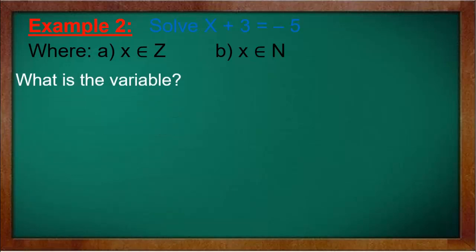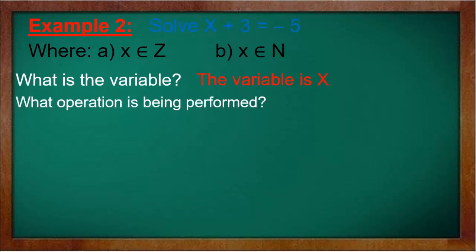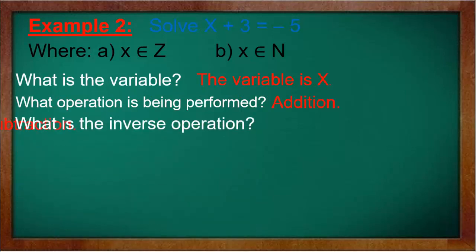What is my variable here? My variable is x. And we said that we want to isolate x alone at one side of the equation. What is the operation here? I have plus 3, so it is addition. And what is the inverse of addition? It is subtraction. Now we are ready to start solving our equation.